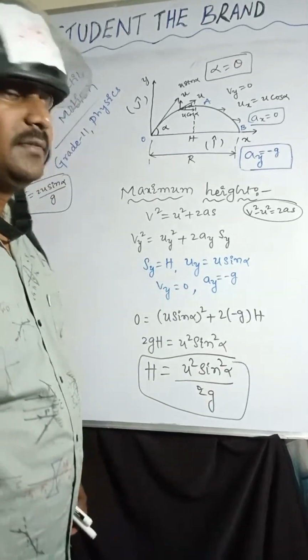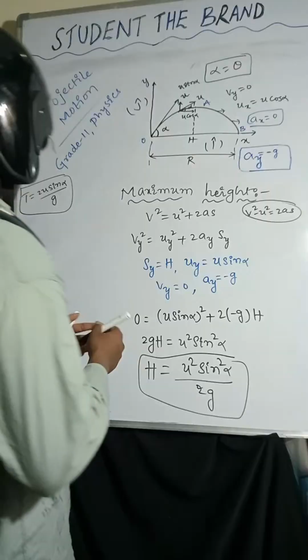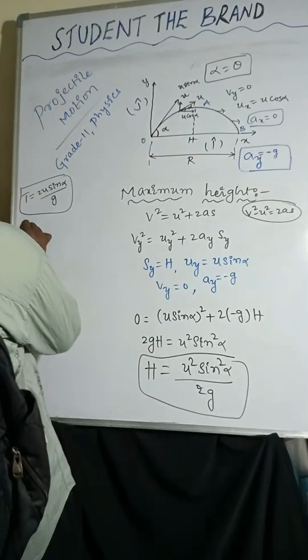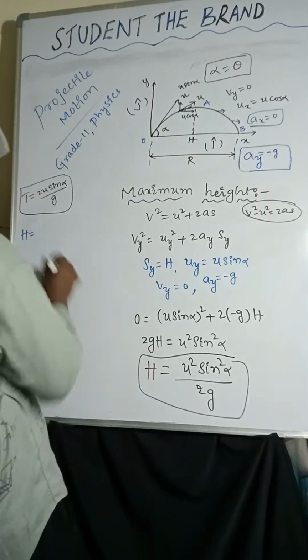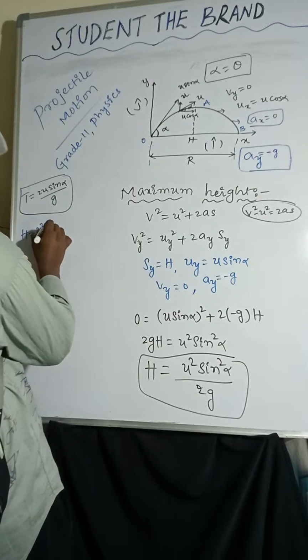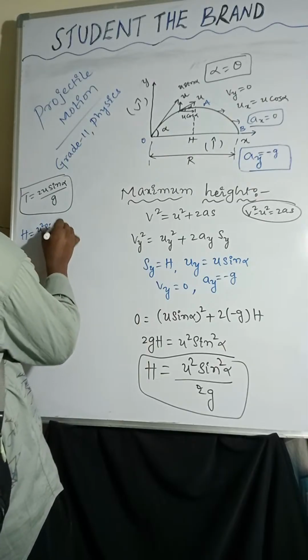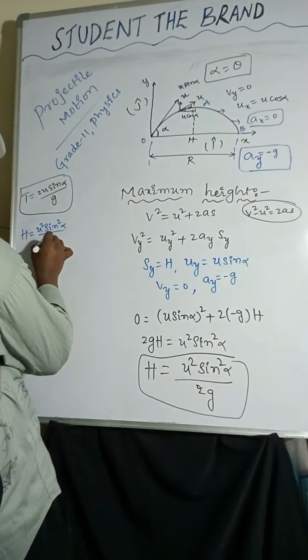Okay, done. So write the formula. h equal to u square sin square alpha by 2g.